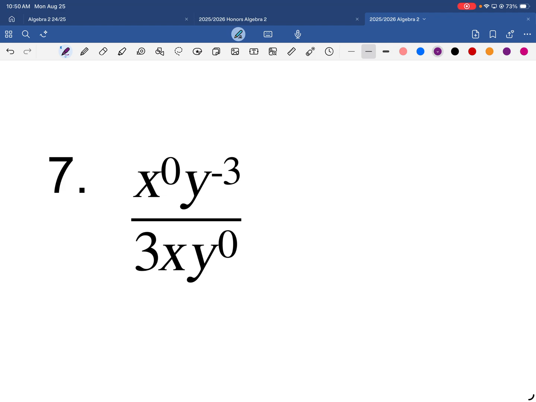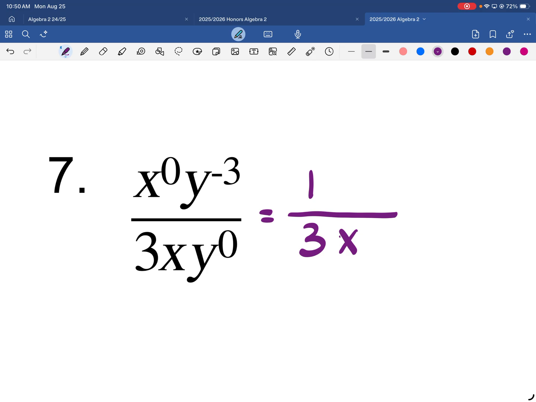X to the 0, y to the negative 3rd over 3xy to the 0. Number-wise, can I reduce the fraction? Can't reduce the fraction, so I'm going to go 1 over 3. I've got 0 up here, and I've got 1 in the denominator. Where's there more, in the top or the bottom? On the bottom. 1 minus 0 is 1, so that's just going to be x.